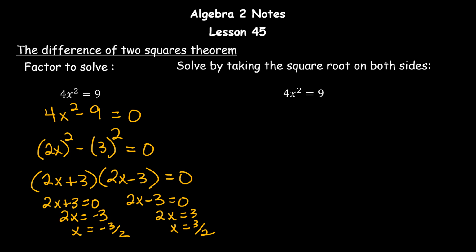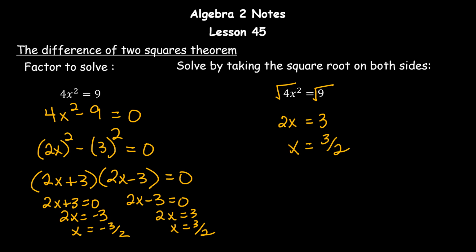Now, if I were to solve this same equation, 4x squared equals 9, by taking the square root on both sides of the equation, that's another thing you are allowed to do, to take the square root on both sides of an equation like this. If I take the square root of 4x squared, I'm going to get 2x. And if I take the square root of 9, I'm going to get 3. And if I divide by 2 on both sides, I get x equals 3 halves.